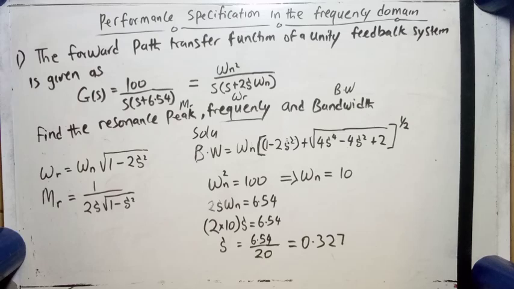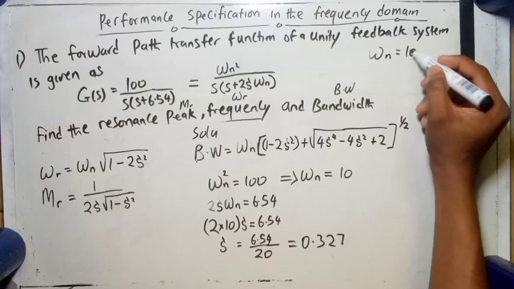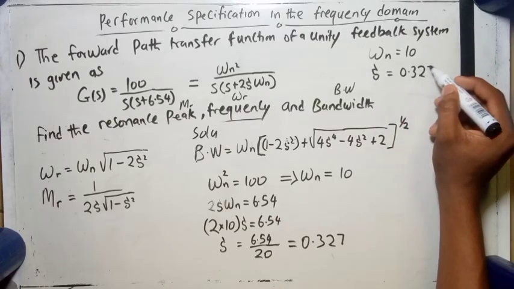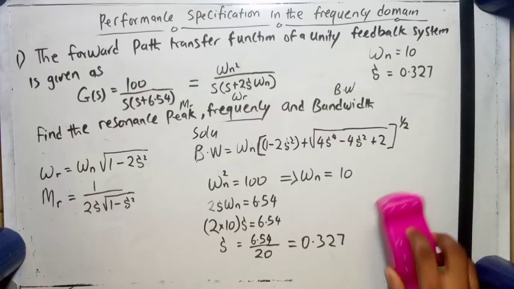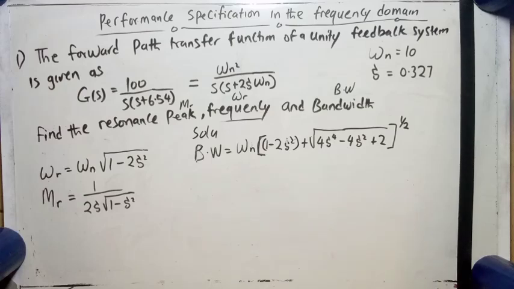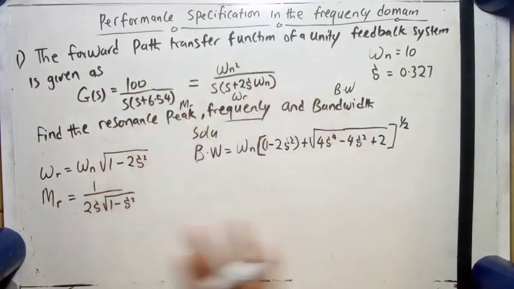So I've gotten the two main things we want, which are Wn to be 10 and zeta to be 0.327. Now this zeta is telling us our system is underdamped. Underdamped meaning that it is not greater than 1 and it's not less than 0. So it's underdamped. That's for another day. Let's not go too far. Here we are. We want to get this and this. That's what our interest is.